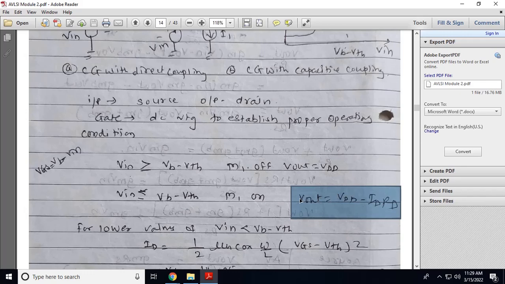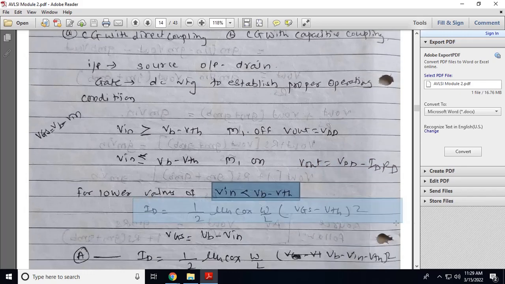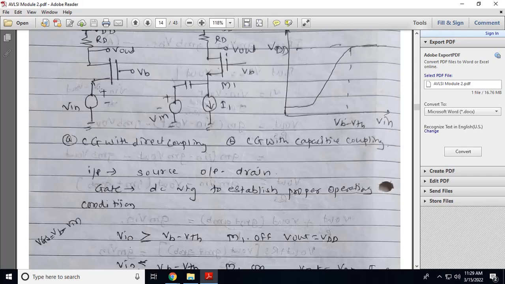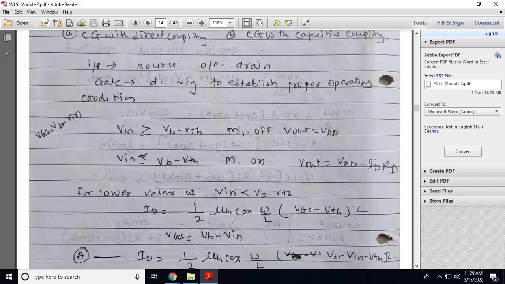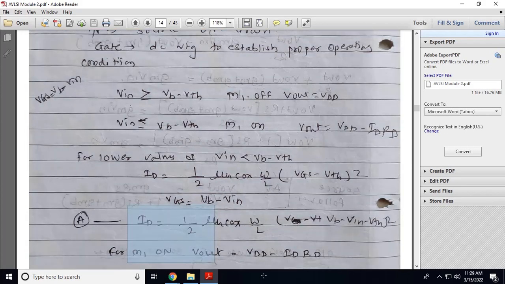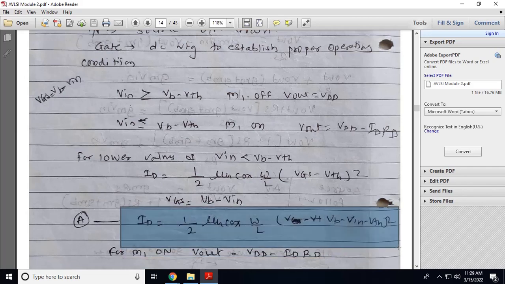Now for the lower values of Vin, that is Vin less than VB minus VTH, ID in the saturation region is equal to 1/2 μn Cox W/L (VGS minus VTH) squared. In this case VGS means voltage at gate minus voltage at source, that is Vin. So we can put VGS equal to VB minus Vin. So ID is equal to 1/2 μn Cox W/L (VB minus Vin minus VTH) squared.